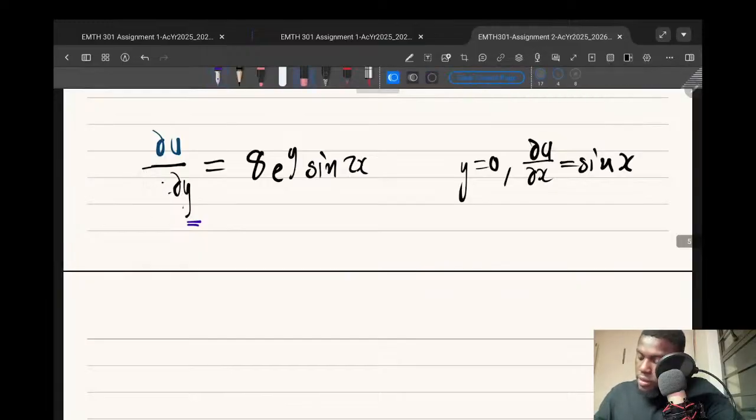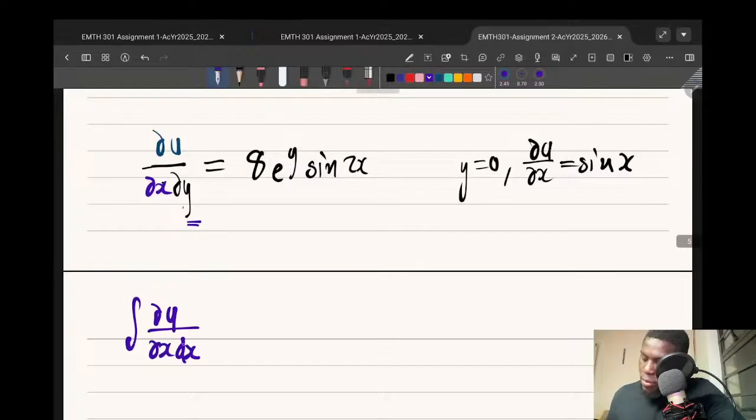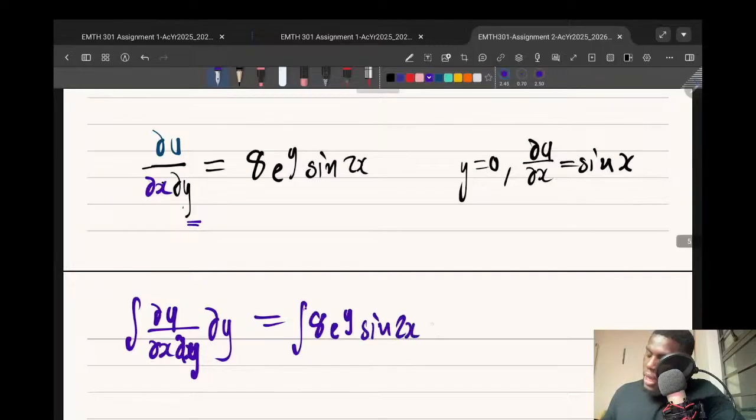And this is del x, then del y. So I'm going to integrate del u, del x, del y. I'm going to integrate with respect to only y, which is the last one. I have to integrate the other side again, which is 8e to the y sine 2x. I integrate with respect to y again.